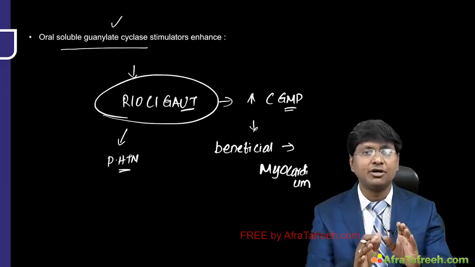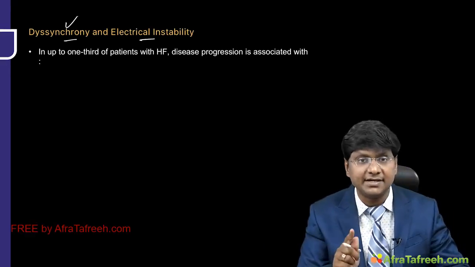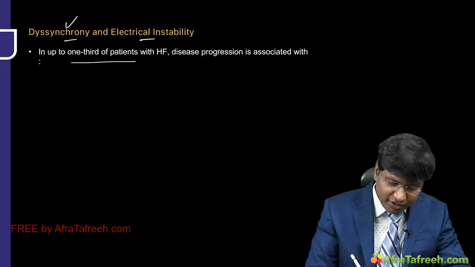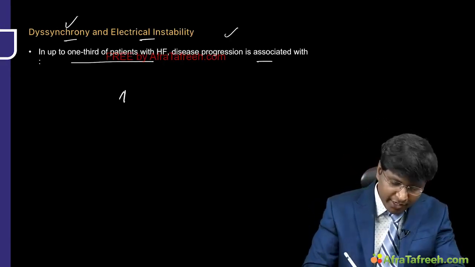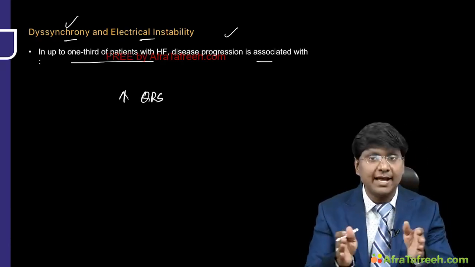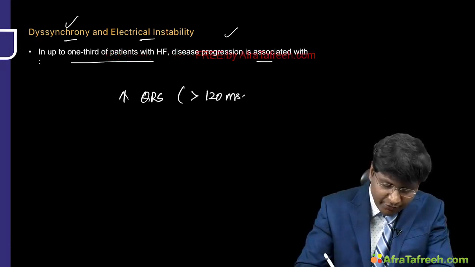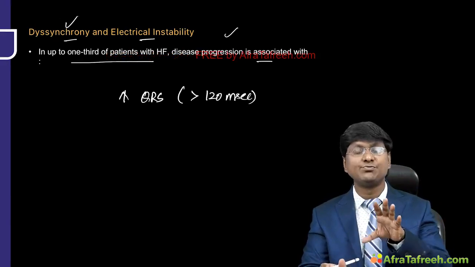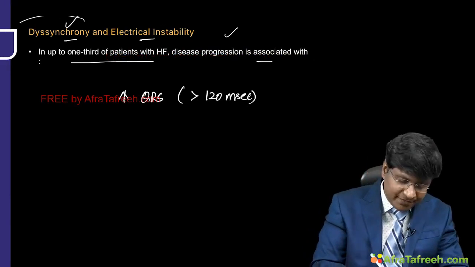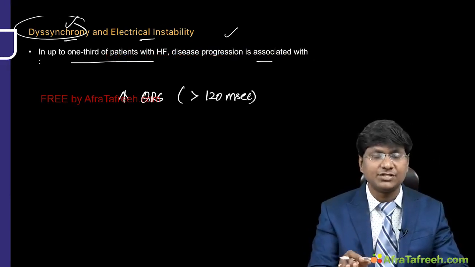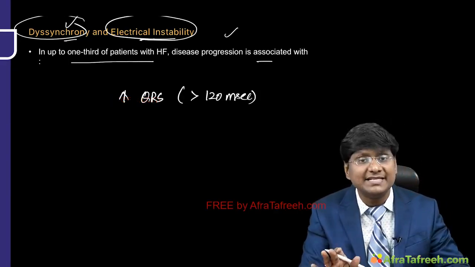Another important abnormality that happens within the heart in patients with heart failure is dysynchrony as well as electrical instability. In up to one third of patients with heart failure, disease progression is associated with prolongation of the QRS complex, where the QRS is more than 120 milliseconds. What does that tell you? That tells you that there is intraventricular dysynchrony and also electrical instability.